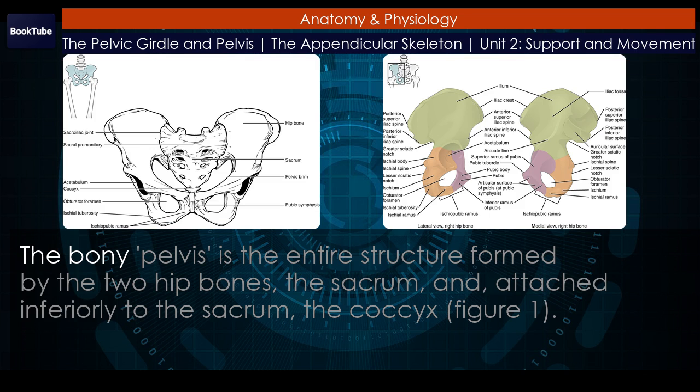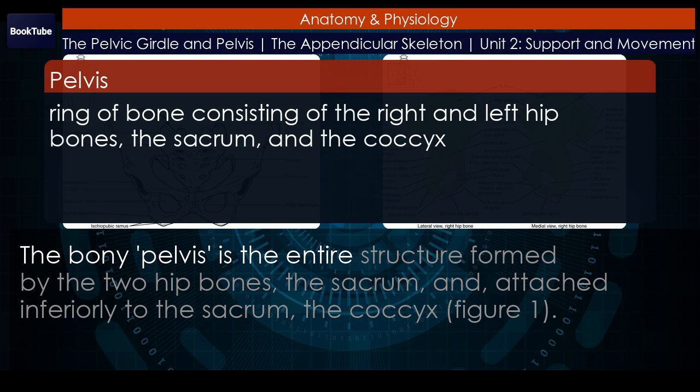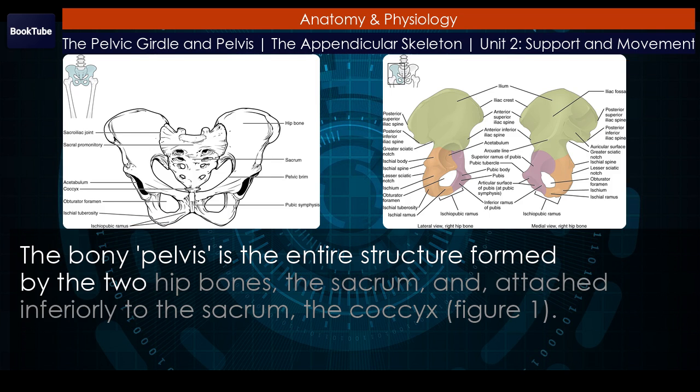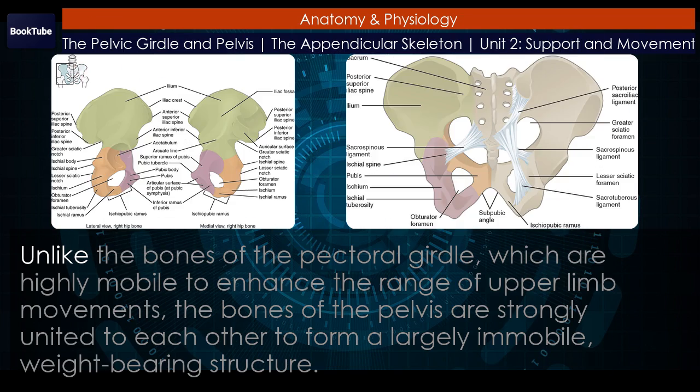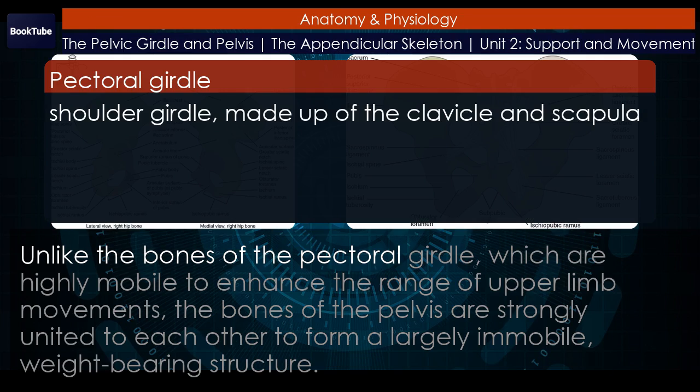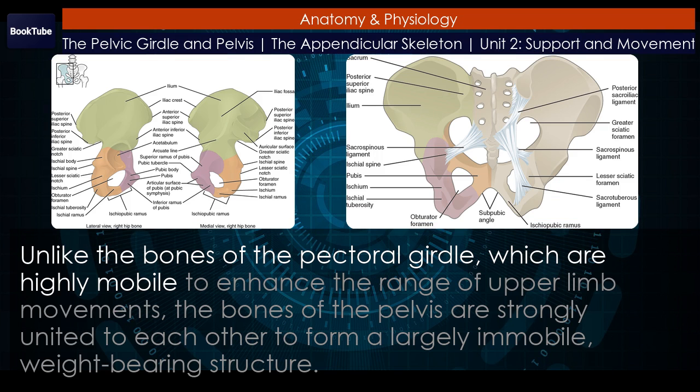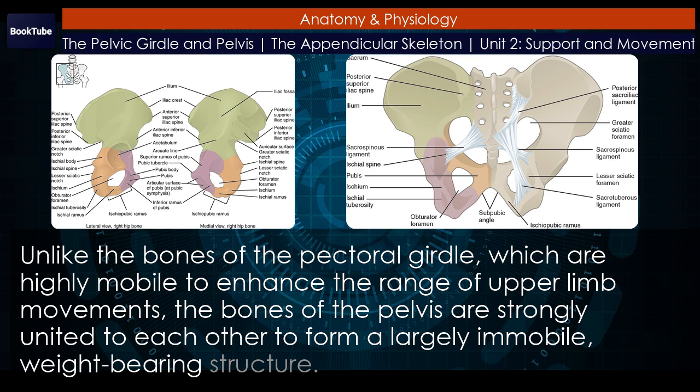The bony pelvis is the entire structure formed by the two hip bones, the sacrum, and, attached inferiorly to the sacrum, the coccyx. Figure 1. Unlike the bones of the pectoral girdle, which are highly mobile to enhance the range of upper limb movements, the bones of the pelvis are strongly united to each other to form a largely immobile, weight-bearing structure.